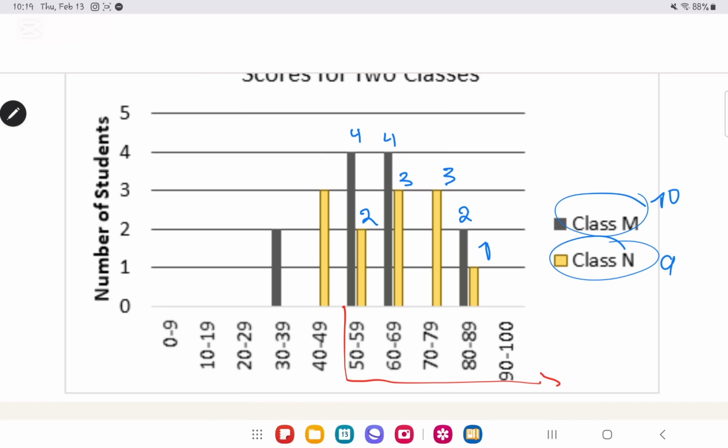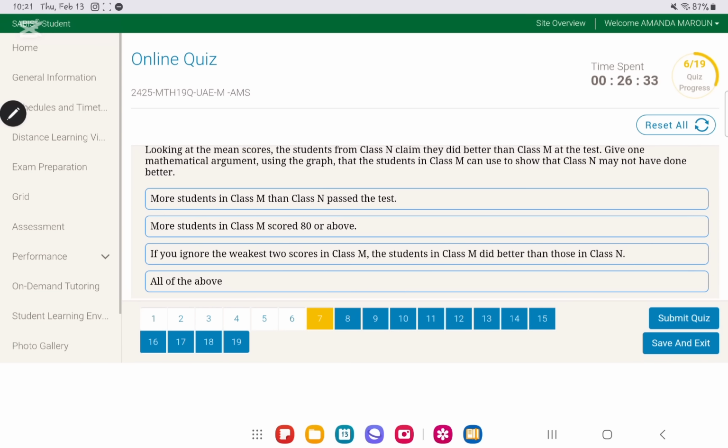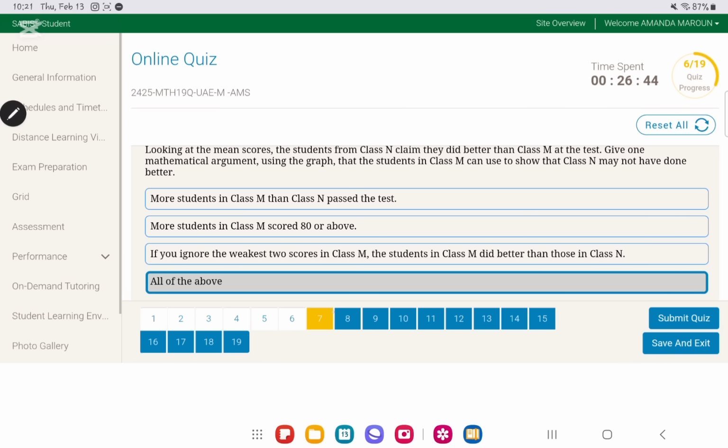The next idea is that, as you can pay attention, in the 80 to 89 score, there are more students from class M that scored it. So more students in class M scored 80 to 89. Now finally, in general, if you ignore these failing scores, you could see that, just by looking at the graph, class M is in general higher or doing better than class N. So these are all the proofs you need to state. More students in class M passed the test, more students in class M scored 80 or above, and the students in class M did better than those in class N. So definitely all of the above is the correct answer.